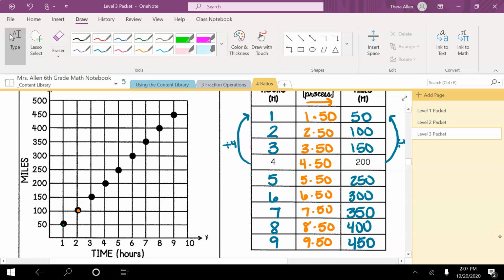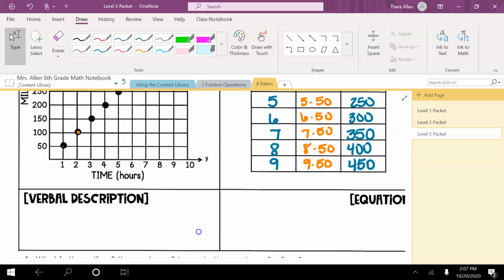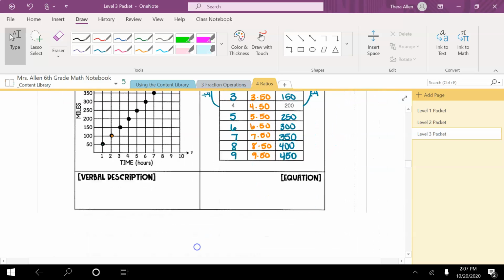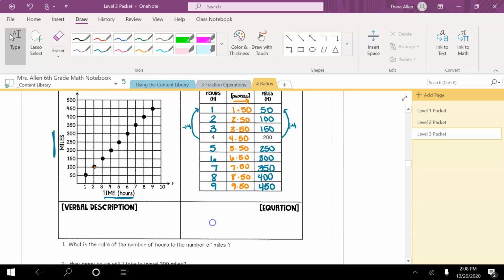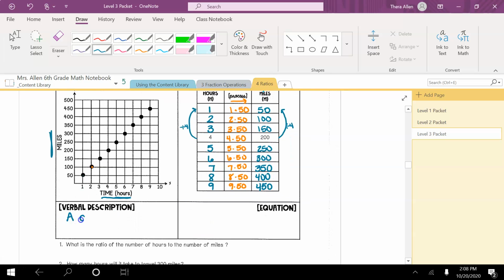So now let's move down and let's do a verbal description. Well, to describe this graph, we see that we have time. So in 1 hour, something is traveling 50 miles. And I would just think of a car. So I would say a car travels 50 miles in 1 hour.